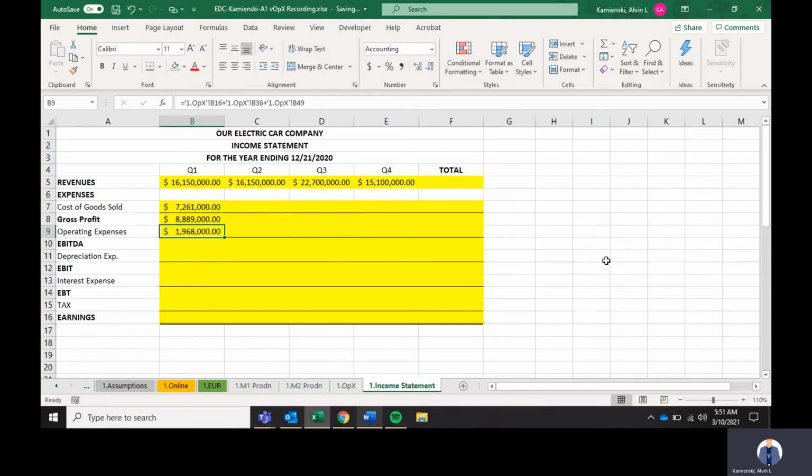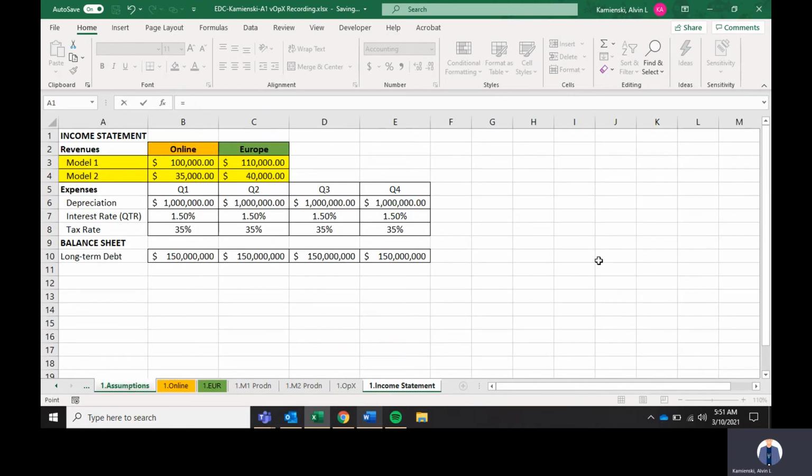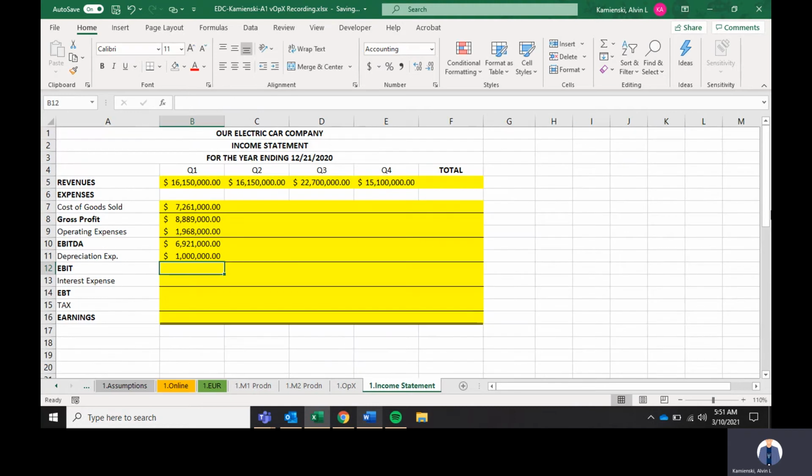And so my support costs are an additional 1.98 million. EBITDA is equal to gross profit minus operating expenses. Additionally, we have equipment that depreciates, which, if I'm not mistaken, way back in the assumptions page, we had it laid out per quarter that we will have $1 million per quarter in depreciation. EBIT is equal to EBITDA minus depreciation.